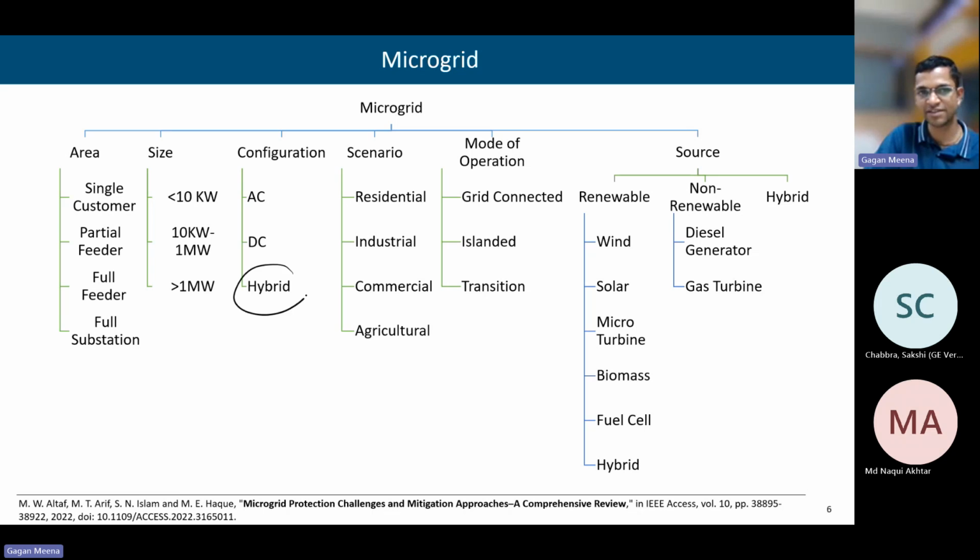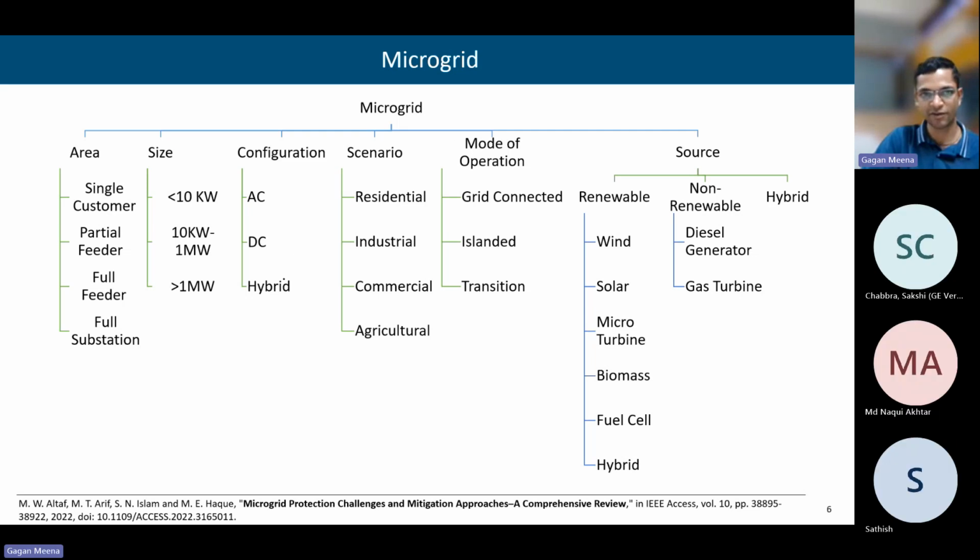Then there can be a hybrid of AC and DC, because we have sources which are both AC and DC, and loads which are both AC and DC. If we have a hybrid where DC loads are connected on the DC side of the microgrid and most of the AC loads are connected on the AC side, then the efficiency can be improved. It's not always possible to have completely all the AC loads on the AC side, but still we can have the majority of AC loads on the AC side and DC loads on the DC side. That way we can improve the efficiency.